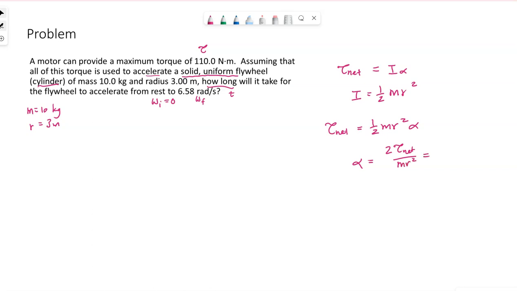Now we can continue symbolically if we want, or let's go ahead and just solve for alpha. The net torque is 110 Newton meters. Mass is 10 kilograms, R 3 meters. So alpha, the number, is 2.44444. Those fours keep going all the way across my screen. Now, these units are radians per second squared.